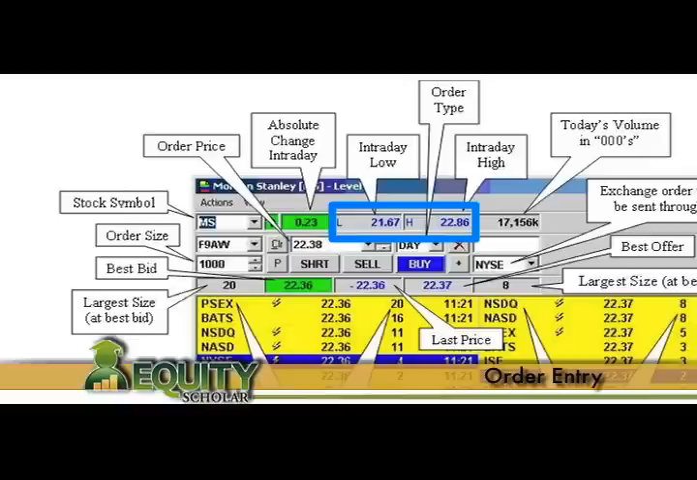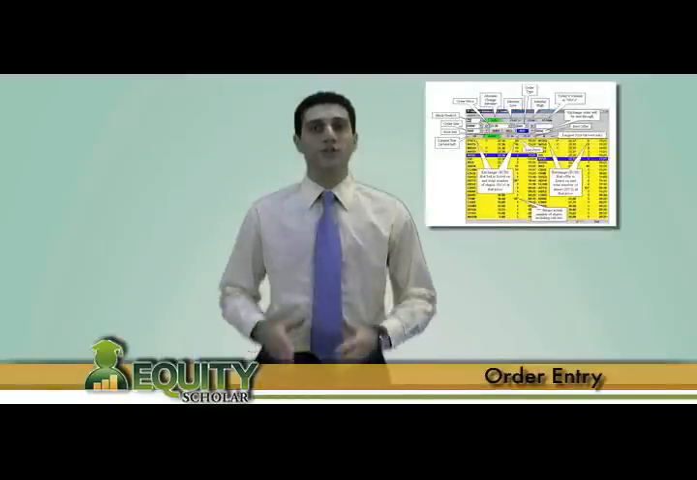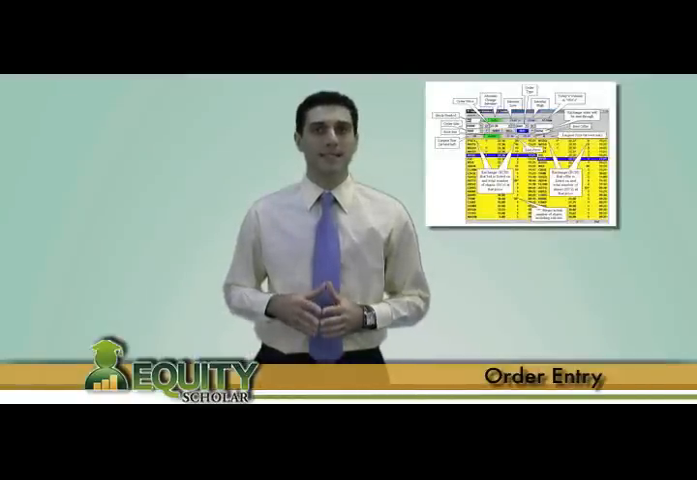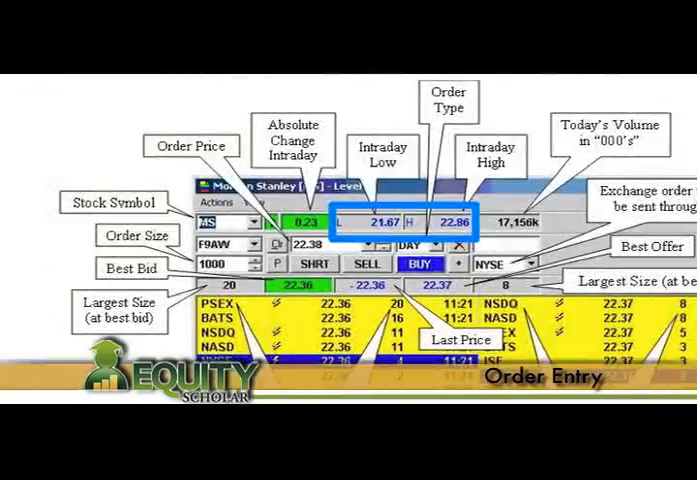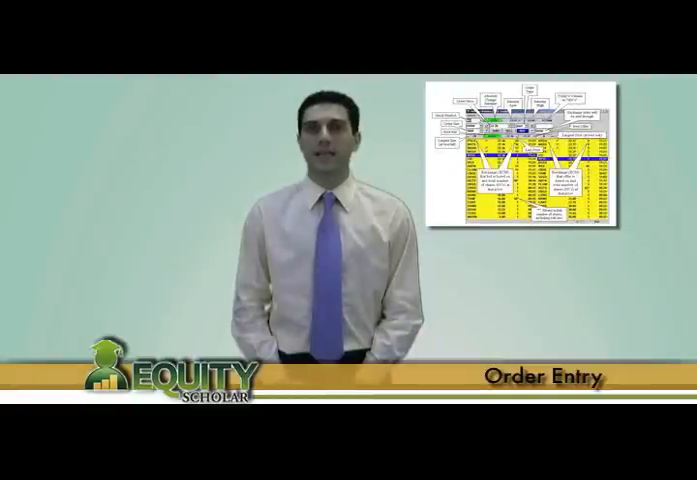The difference between the intraday low and high is called the stock's range for the day. So, in this example, Morgan Stanley has an intraday low of $21.67 and an intraday high of $22.86. Therefore, the trading range on the day is $1.19.